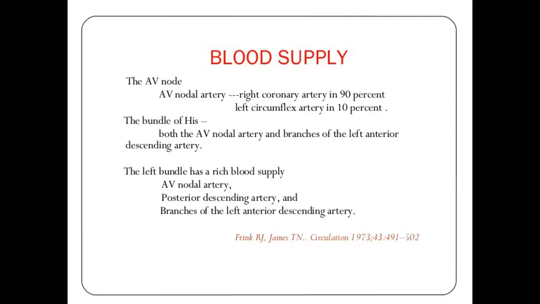Blood supply of the AV node. The AV nodal artery is from the right coronary artery in 90% of the cases, but in 10% of the cases it is the left circumflex artery which supplies the AV node. The bundle of His, both the AV nodal artery and branches from the left anterior descending artery supply the bundle of His. The left bundle has a rich blood supply from the AV node, from the posterior descending artery, from the left anterior descending artery. So the left bundle has a rich supply from three sources.